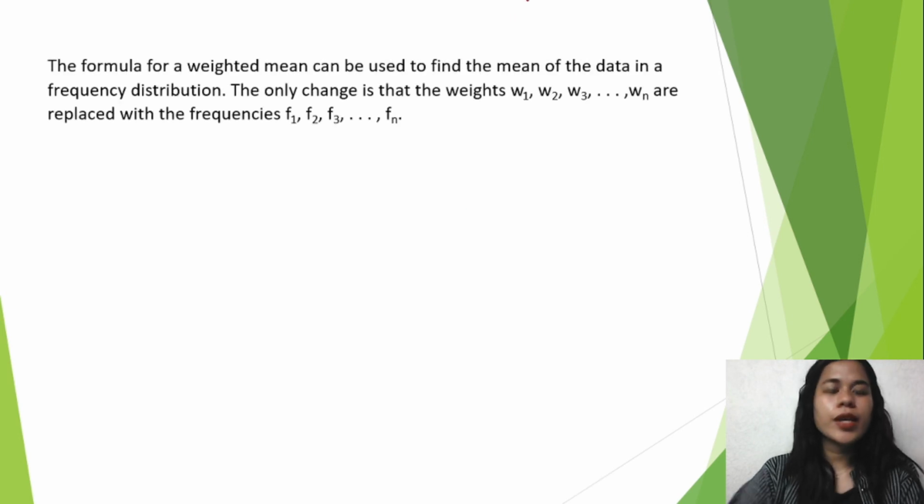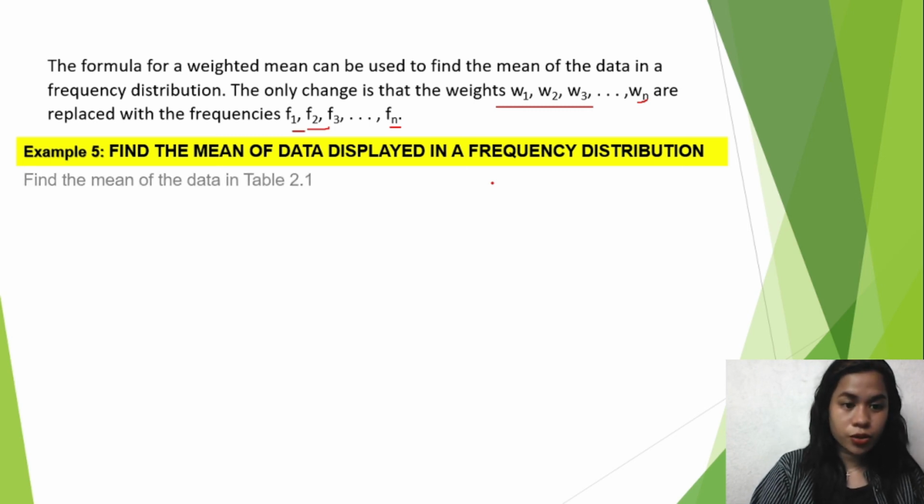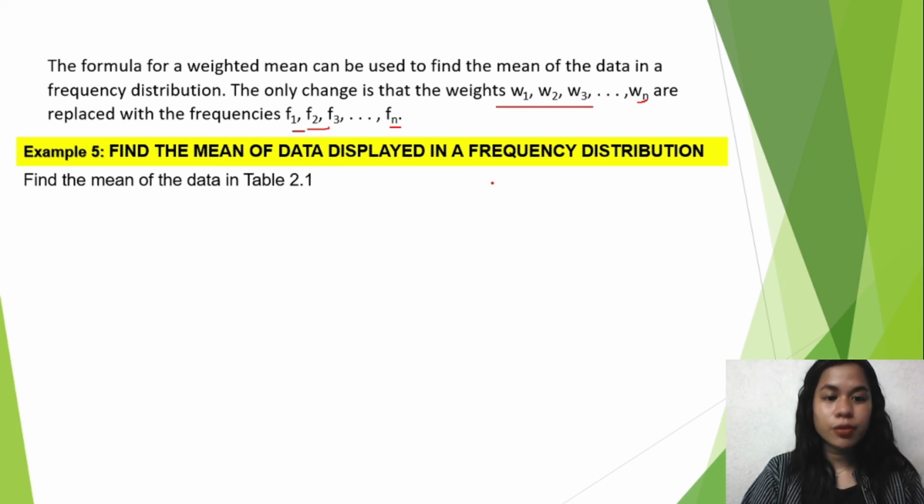So the formula for a weighted mean can be used to find the mean of the data in a frequency distribution. The only change is that we just replaced W sub 1 and W sub n by frequency 1, frequency sub 2, and frequency sub n. So it is the same formula we will use to find the mean of data displayed in a frequency distribution.